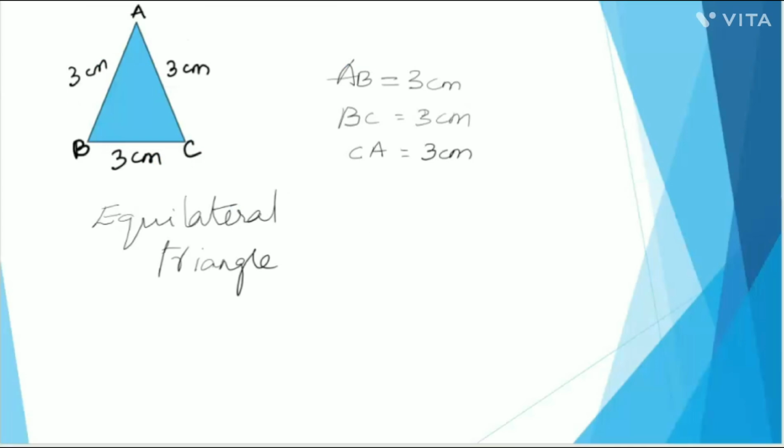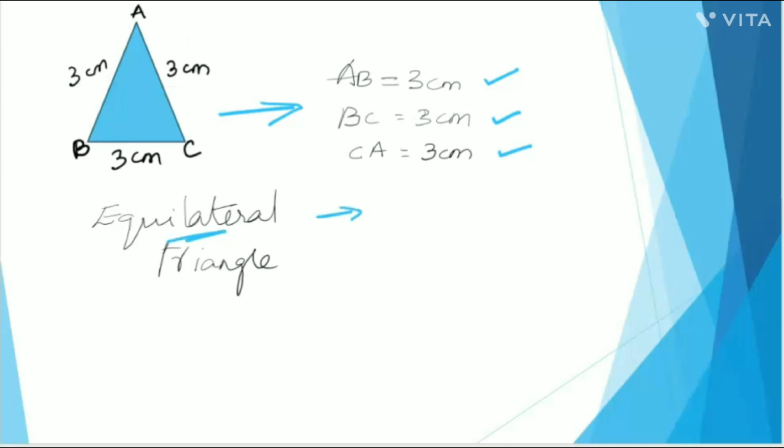Equilateral triangle means all sides are equal. That is, side AB is 3 cm, BC is 3 cm, CA is 3 cm. These types of triangles are called equilateral triangles.